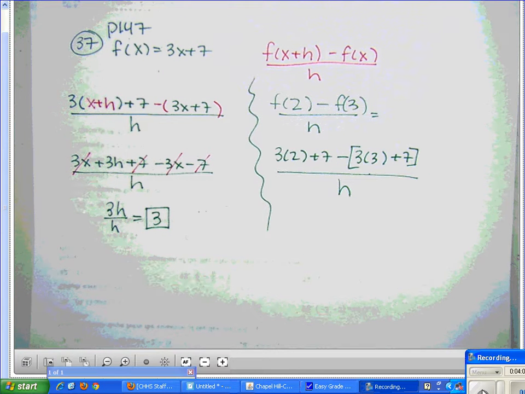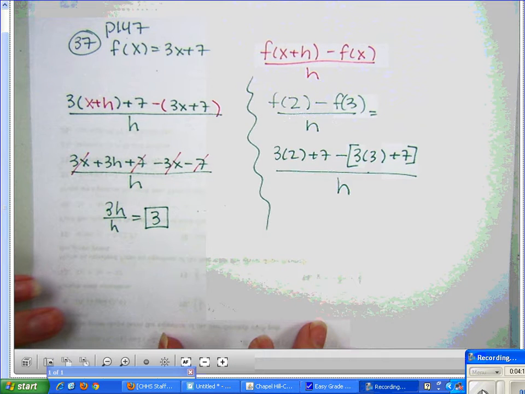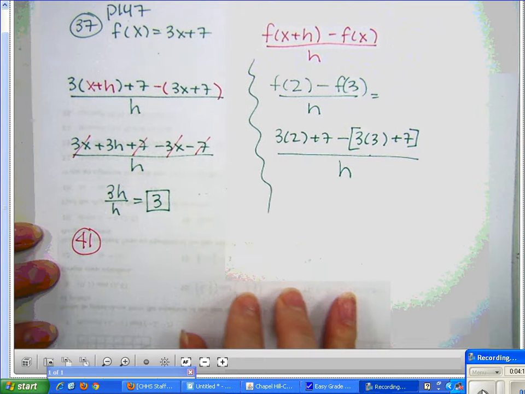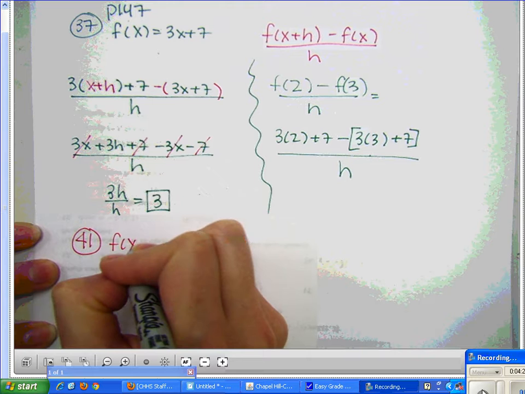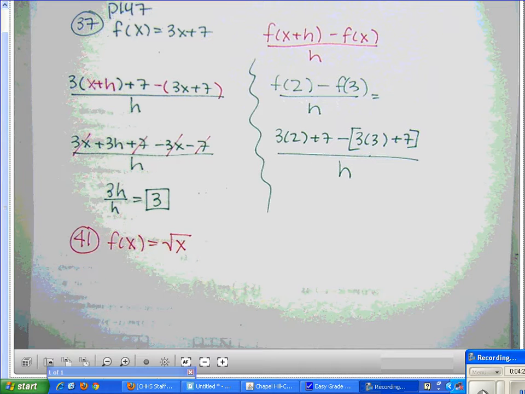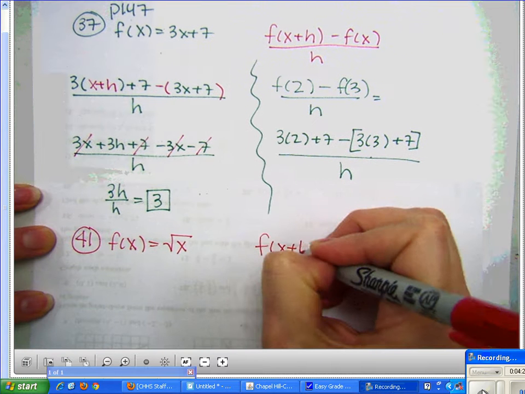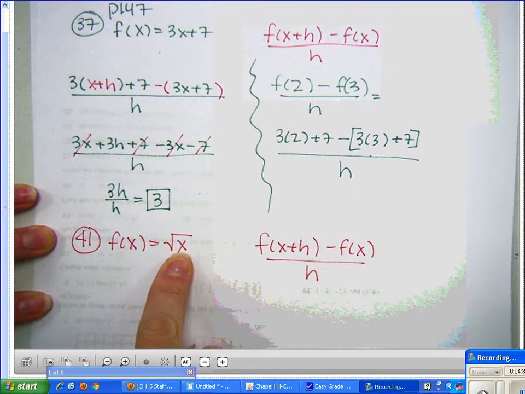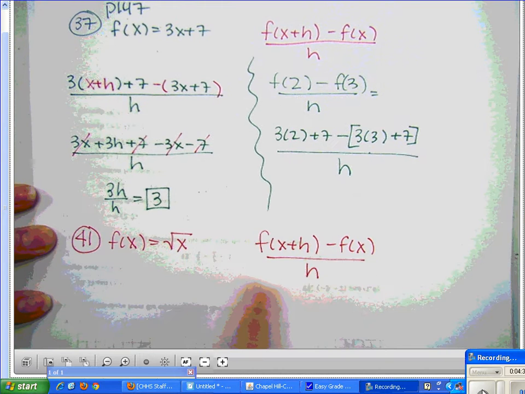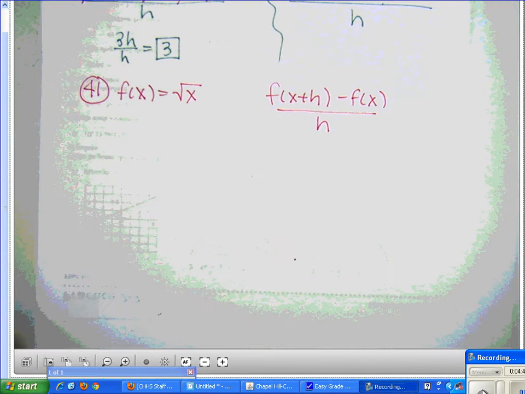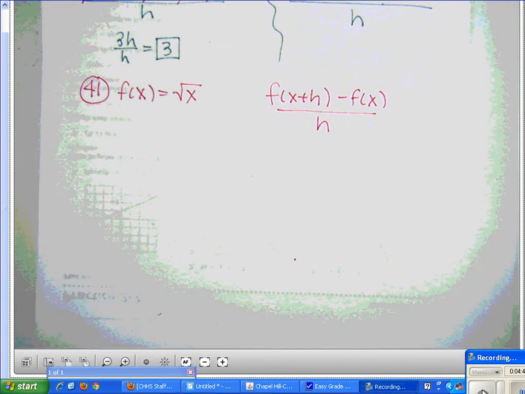So for number 41, instead of having a linear equation, now we have a radical equation. So for 41, we have the f of x is equal to the square root of x. So now we are plugging in the difference quotient, again, f of x plus h minus f of x all over h, and then we're plugging it into this formula here. So this formula gets plugged in. So does anyone think they have the solution for this first one, or the second one, sorry? Anna?